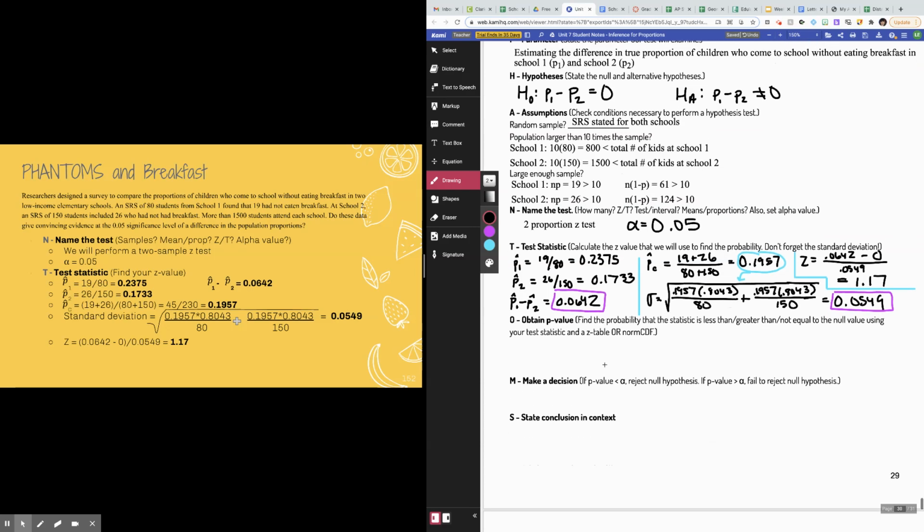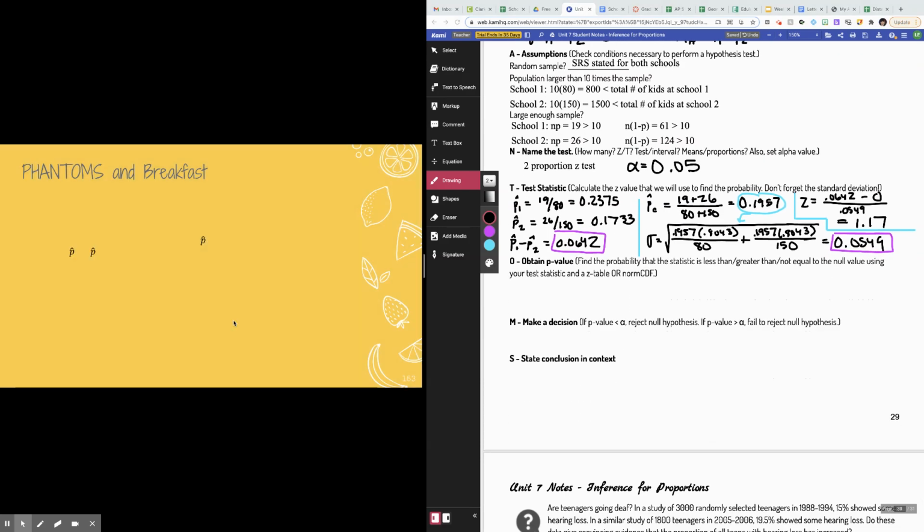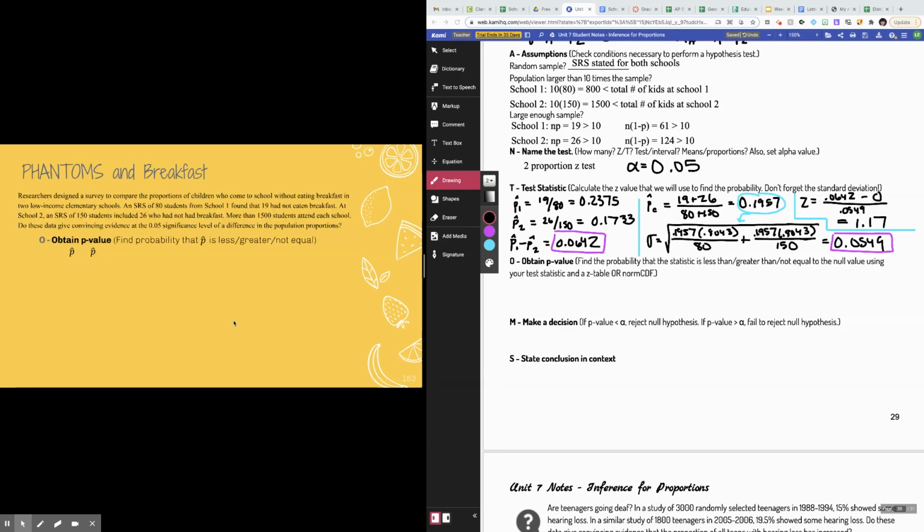Okay, so we're going to move on to one of the last steps, which is to obtain our p-value. What we are calculating here is the probability that p hat 1 minus p hat 2 is not equal to this statistic that I got, the one that's boxed in purple up here, 0.0642.